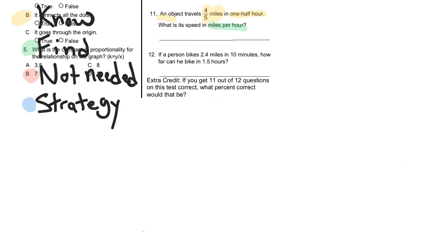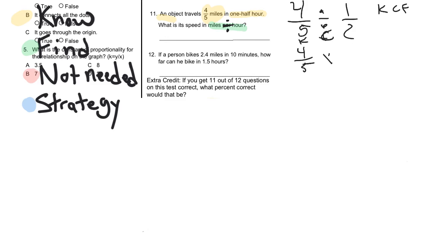Okay, strategy. What's my strategy? Well, let me start by this. I know that I'm dividing miles by hours. So here's one way to do it. 4/5 divided by 1/2. What other strategy do I need in order to do division of fractions? I need keep, change, flip. So I do K, and I get 4/5. Change, and I get from division to multiplication, and flip, and I get 2/1.